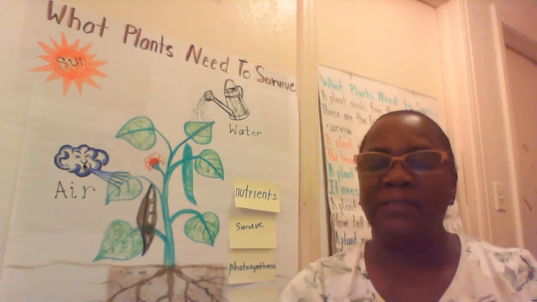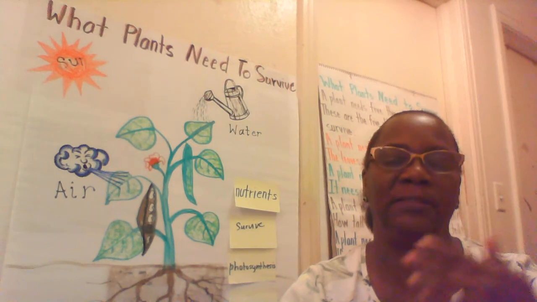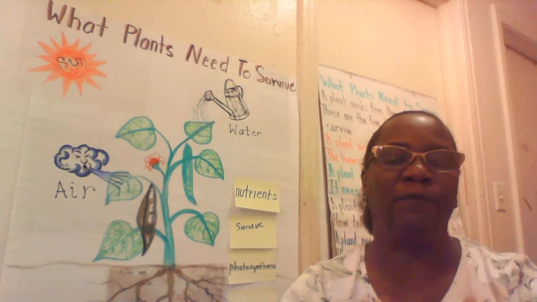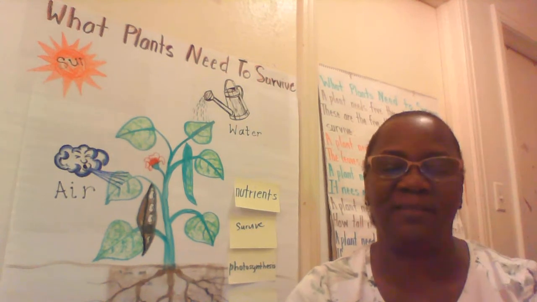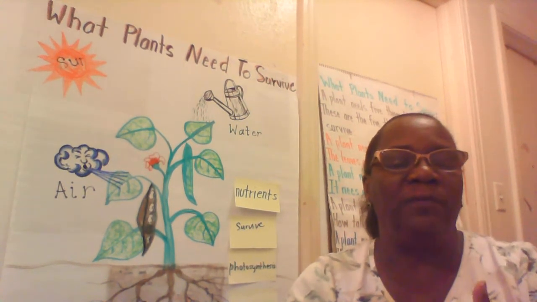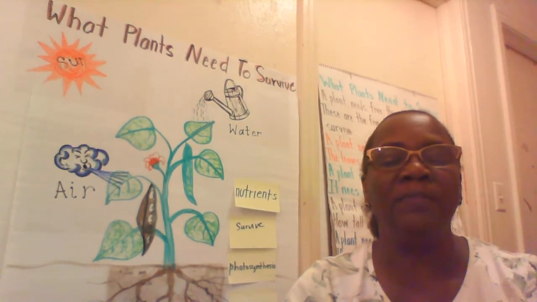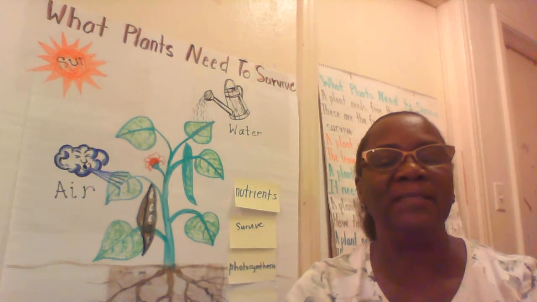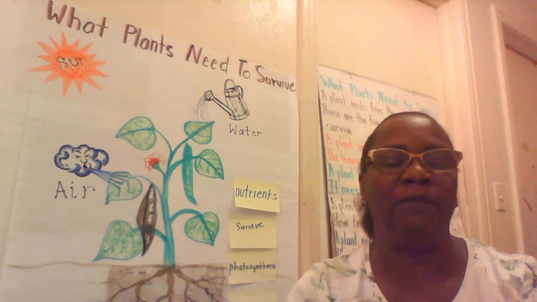Remember the word process? There's a process that plants go through to make their food. That process is called photosynthesis. Now, the power or the energy that the plants need to make their food comes from the sun. So that's why plants need the sun. They get the energy from the sun.